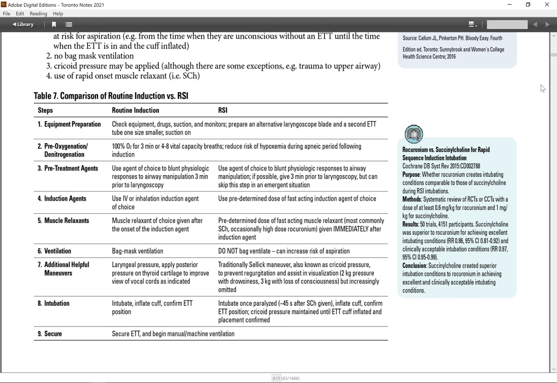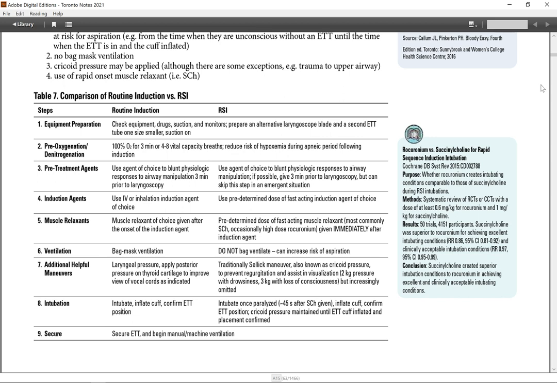Number 6, ventilation, bag mask ventilation. RSI, do not bag ventilate, can increase risk of aspiration. Step number 7, additional helpful maneuvers. Routine induction, laryngeal pressure, apply posterior pressure on thyroid cartilage to improve view of vocal cords as indicated.